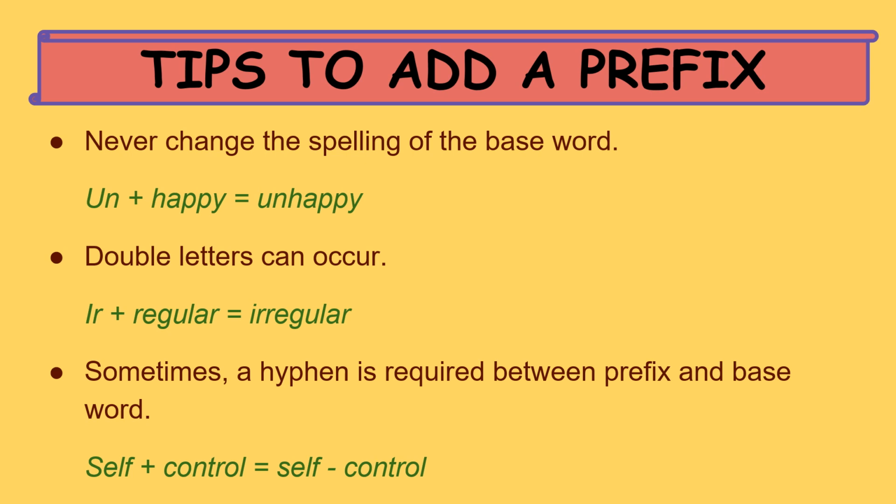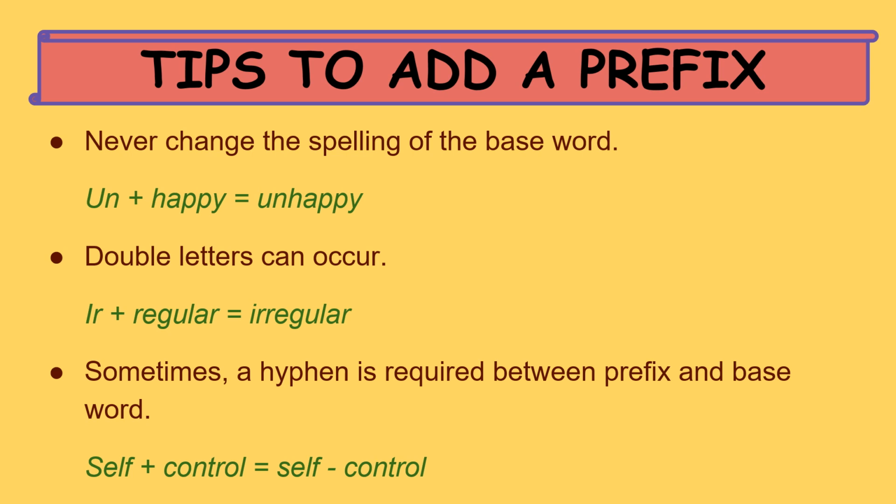It becomes easy to understand and add prefixes to the base words if we understand these tips. And the first one says, never change the spelling of the base word. For example, un plus happy becomes unhappy. You can see that there is no change in the spelling of the word happy.